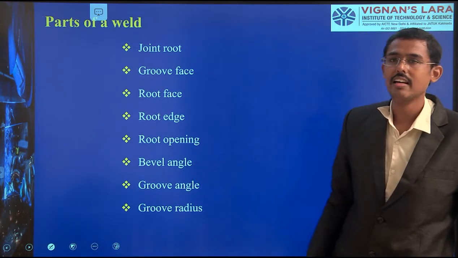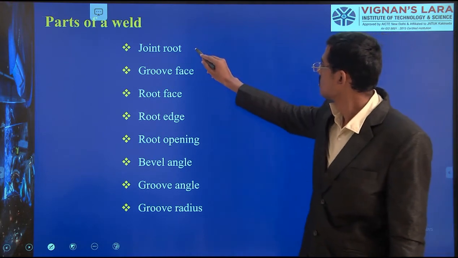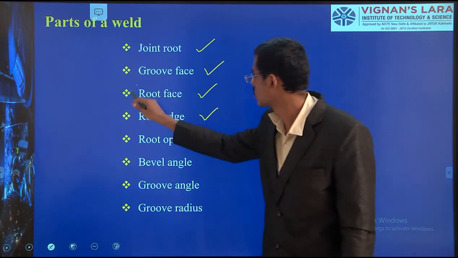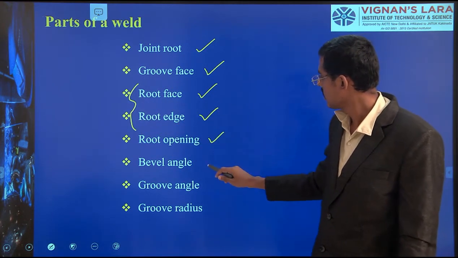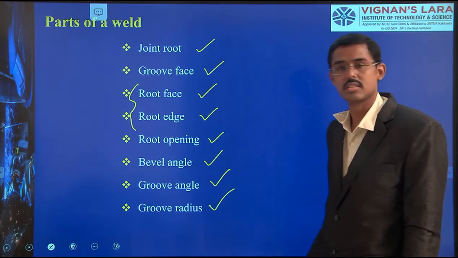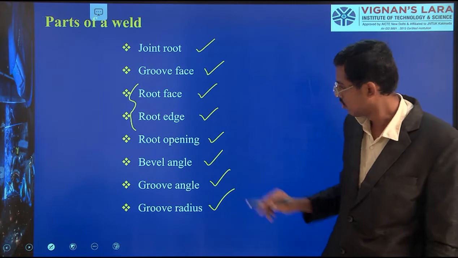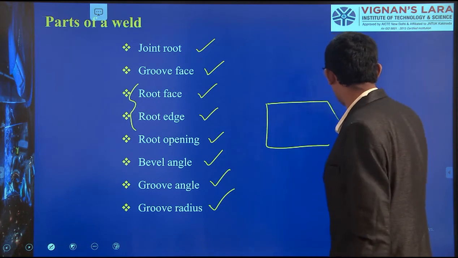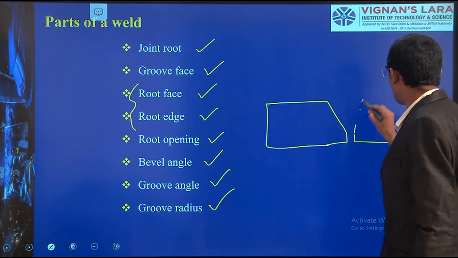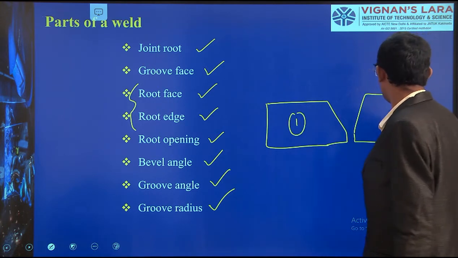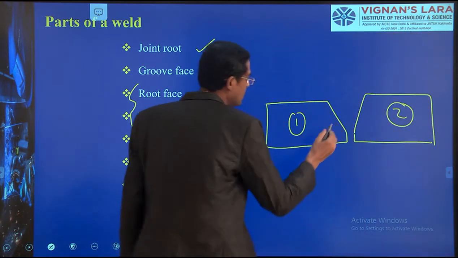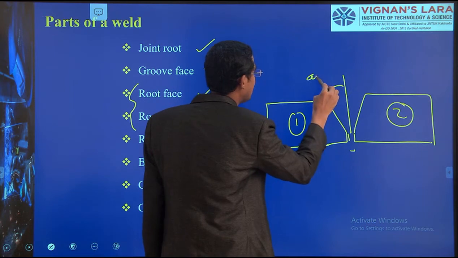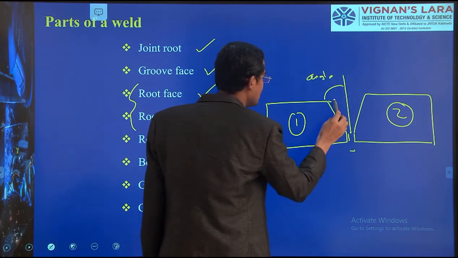The parts of the weld I am defining here are the root joint, groove face, root edge, which two are confusing, root opening, bevel angle, and groove radius. These are the things we are going to see now, the parts where we are able to identify. Two pieces we have taken, this is piece number one and number two, and I am going to define these locations: root gap, root face, bevel angle, and the actual distance we have to take.